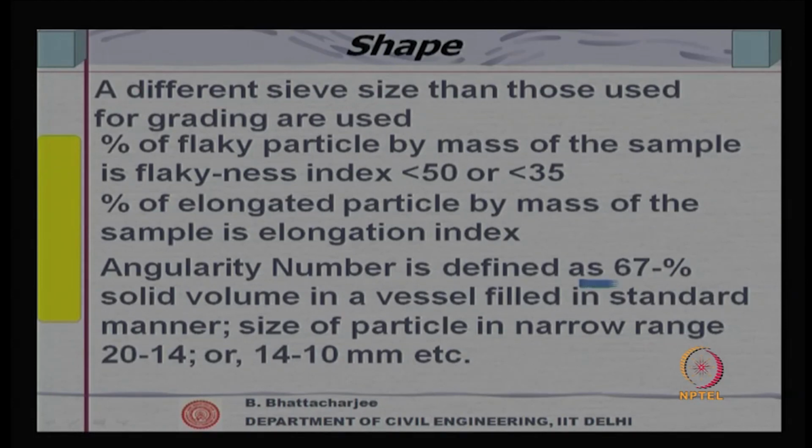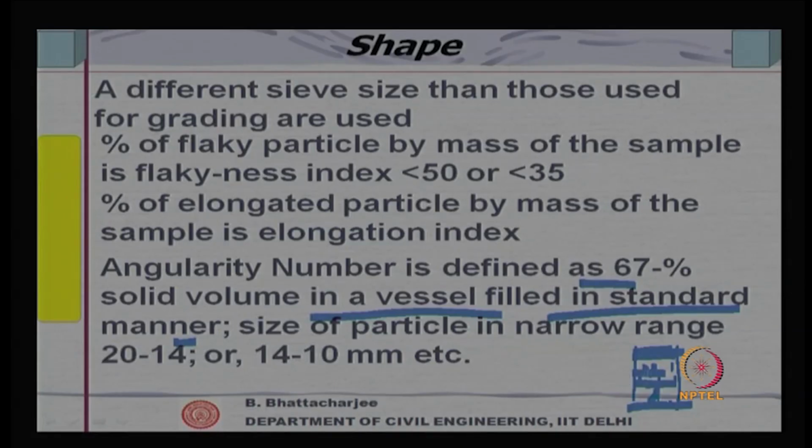Angularity number is defined as 67% minus the solid volume in a vessel filled in a standard manner. This is another definition trying to define the shape. You fill a container with aggregate in 3 layers, packing it in 3 layers. The volume of the vessel is known by filling it with water, and measuring it. Then you find out the solid volume in the vessel.